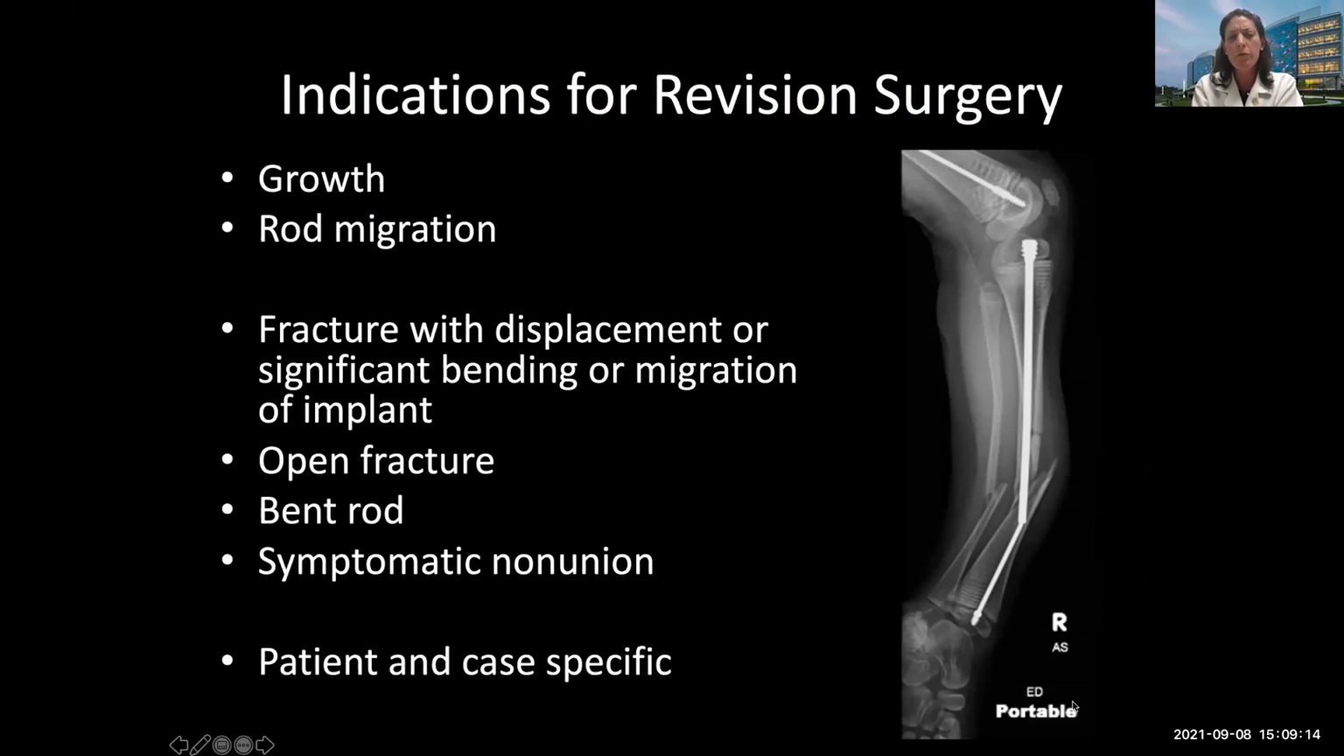And then there's others as well. Rods don't always behave as we'd like them to. Rod migration, fractures with significant displacement or bending of a rod. Open fractures are rare in the setting of OI. That's when the bone has come out through the skin, but that is a surgical indication for sure. Certain degree of bending of a rod, non-unions that are causing symptoms, and we'll touch upon those in just a little bit. And again, each of these is very patient and case specific.